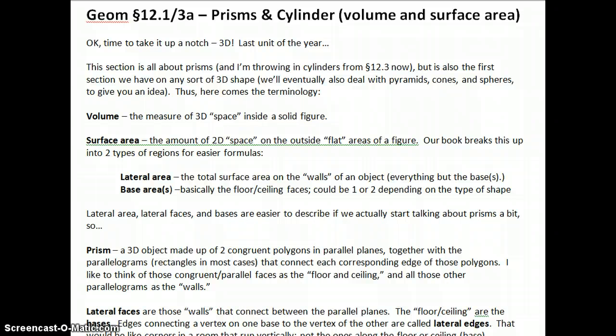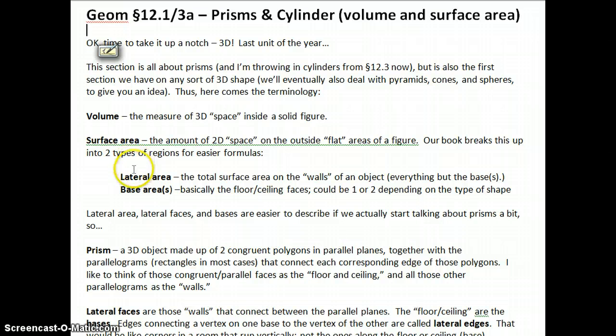Volume is a measure of 3D space, so we're going to be talking about stuff like cubic inches and cubic centimeters. So get ready for that. With a 3D shape, you have the outside and the inside space that's still measured with cubic units that you can fill with something. And why does that little thing keep following me?